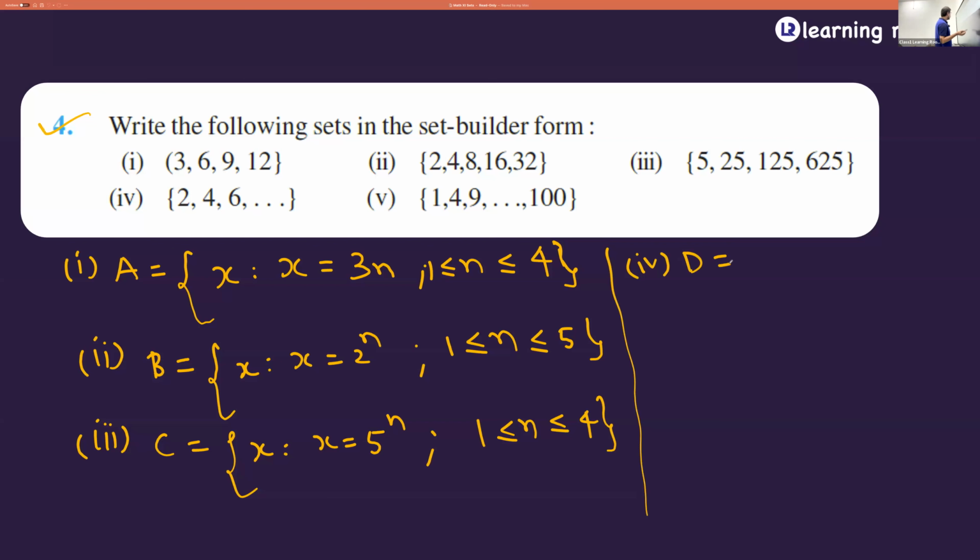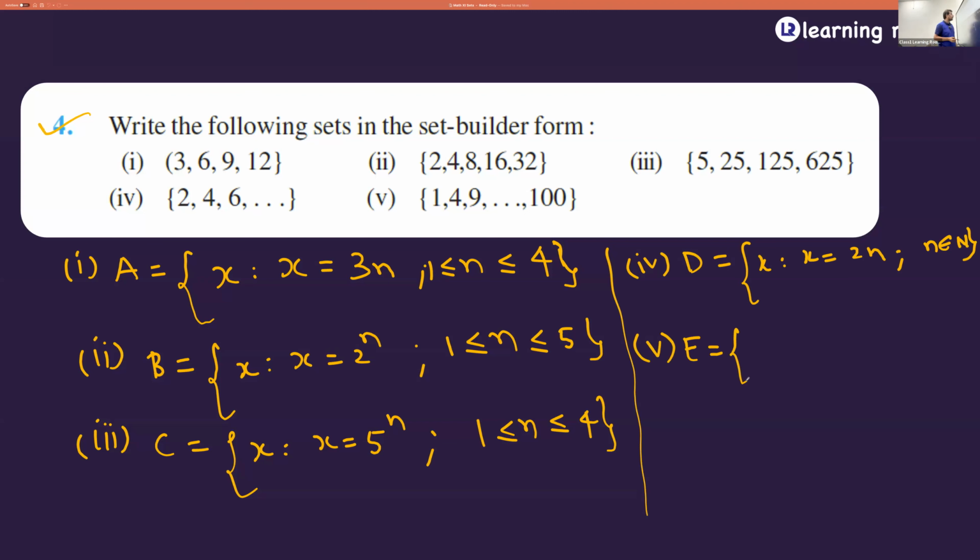So d is equal to 2n, where n belongs to natural number. Right. What about the fifth one?